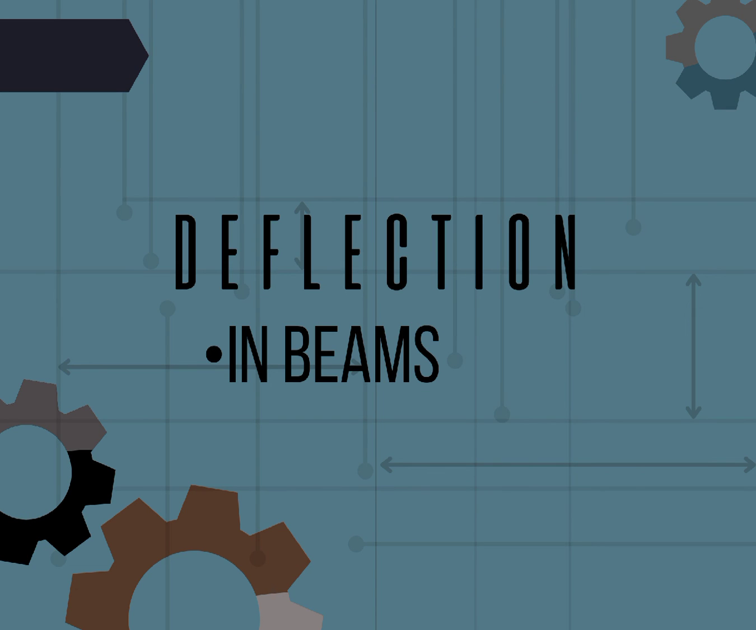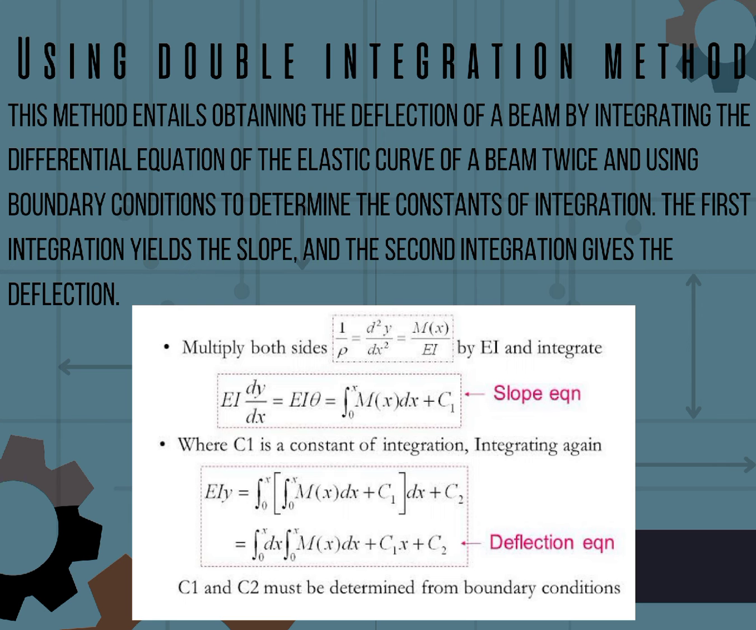Another topic is all about deflection in beams. There are many ways in order to analyze a beam. Using the double integration method, this method entails obtaining the deflection of a beam by integrating the differential equation of the elastic curve of a beam twice and using boundary conditions to determine the constants of integration. The first integration yields the slope and the second integration gives the deflection.